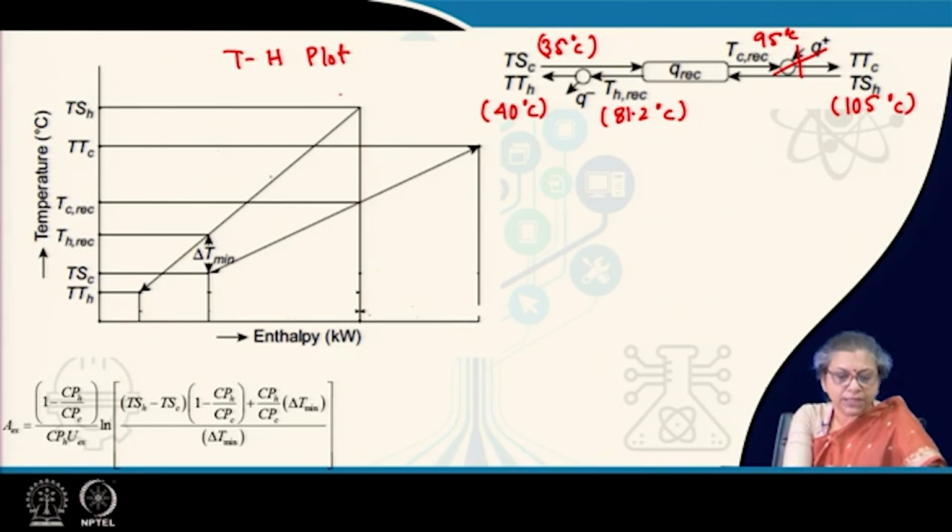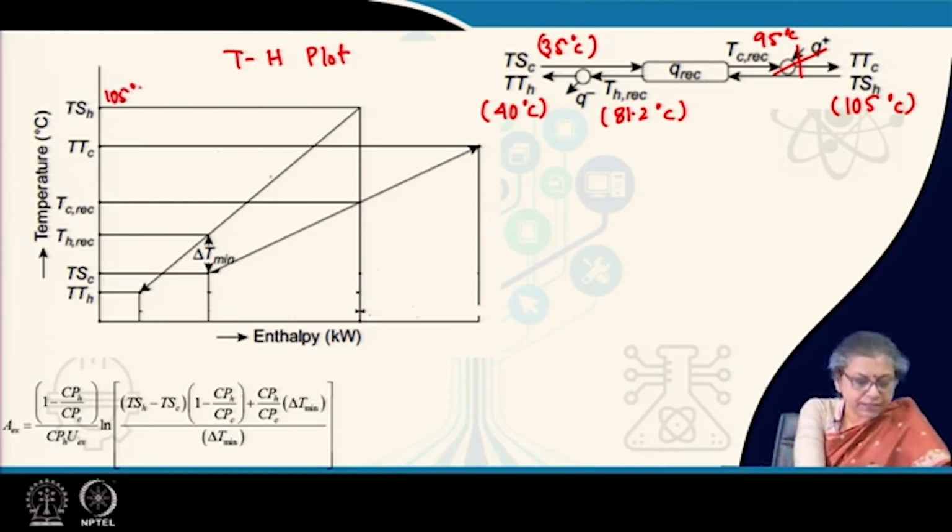For what did we do the TH plot? For the hot stream as well as the cold stream. So the hot stream started from 105 degree centigrade and it came down to 40 degree centigrade. Here it is not correct, this should have been T-H, so this was 40 degree centigrade. The cold stream started at 35 degree centigrade and then it ended at 95 degree centigrade, right.